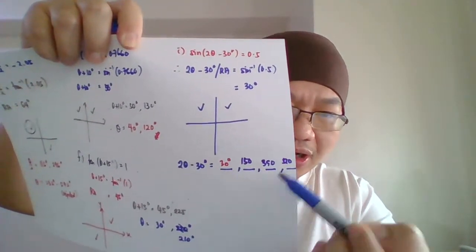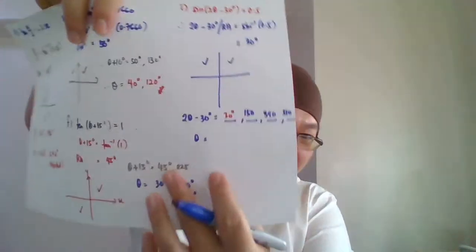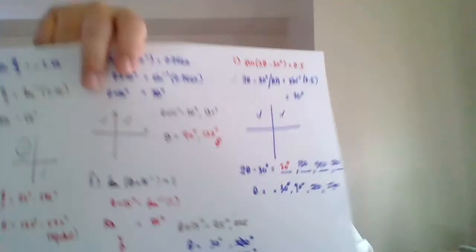So guys, after we got all these possible answers, then we start to simplify. So theta equals to, straight away, theta sama dengan berapa? 30 degree plus 30 bahagi 2, korang akan dapat 30. So 150 plus 30 divided by 2, 90. 390 plus 30 divided by 2, 210, and 510 plus 30 divided by 2, 270. Okay, this is the final answer.